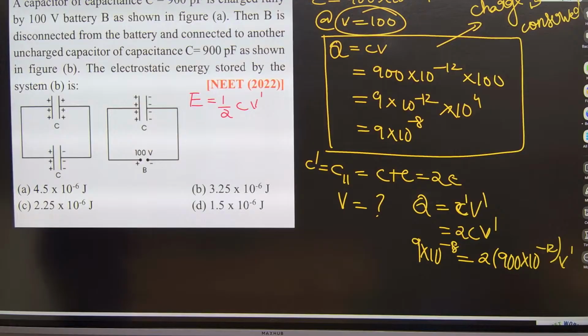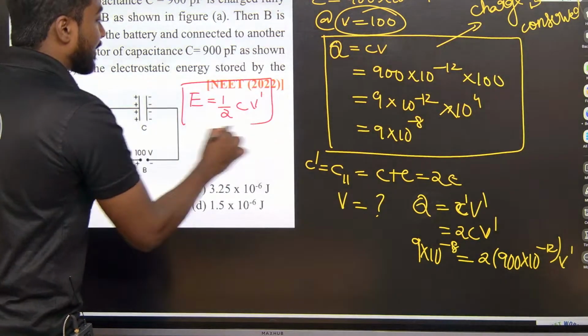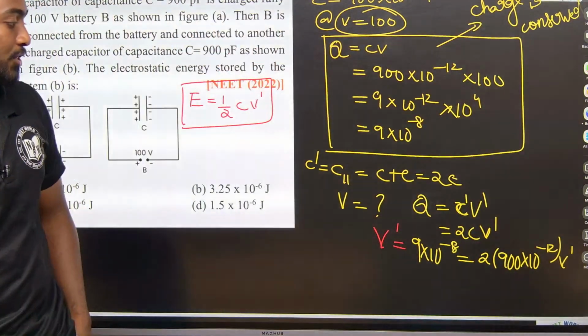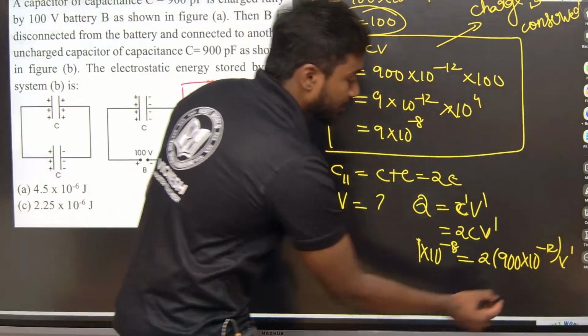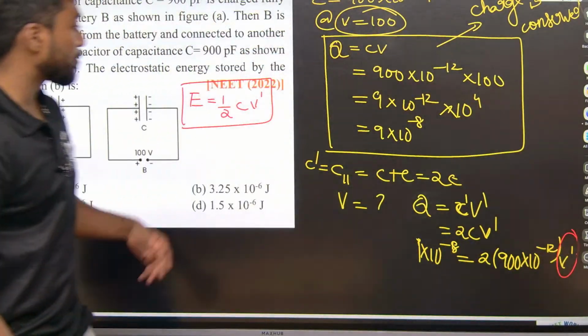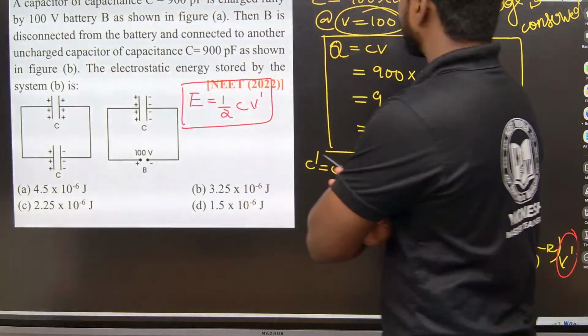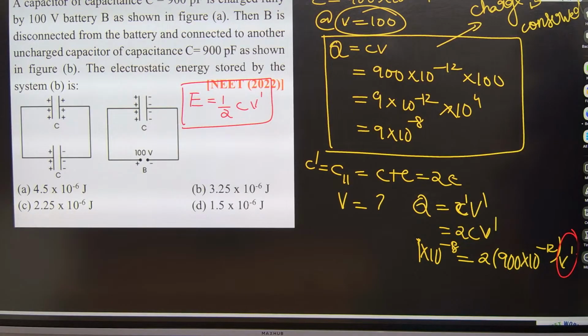So from here I can get the energy value. First I need to find the value of V dash. Yeah, V dash is here. From this V dash I can substitute the value into half CV square. So what is the answer you are getting? What is the answer? Yeah, you can calculate it now. It's easy to find, right? Only the calculation part is left.